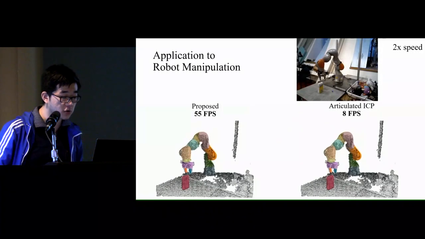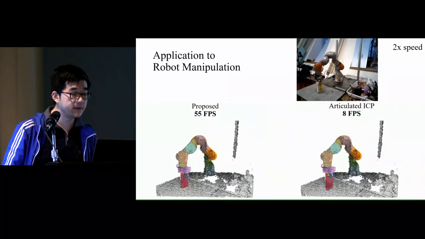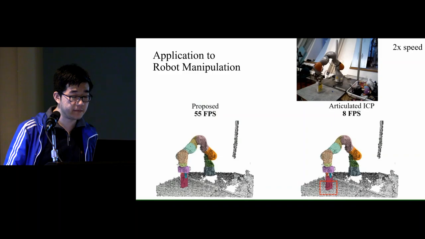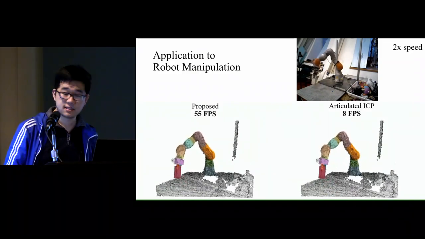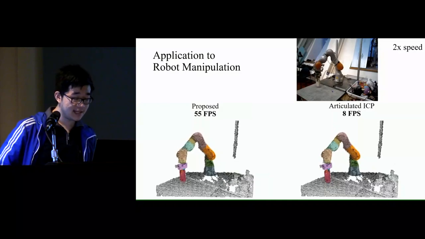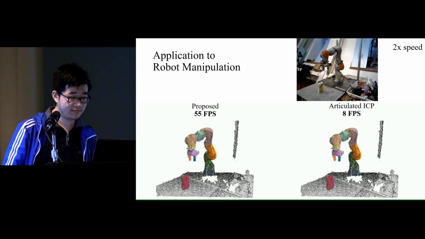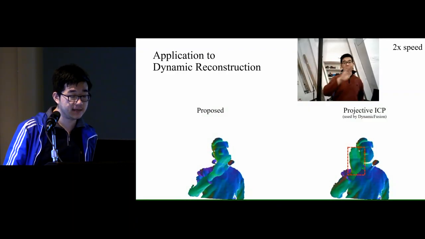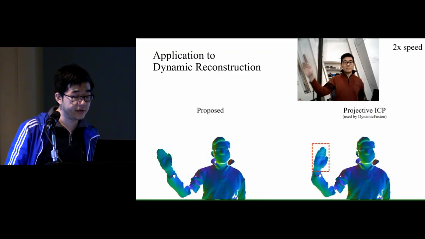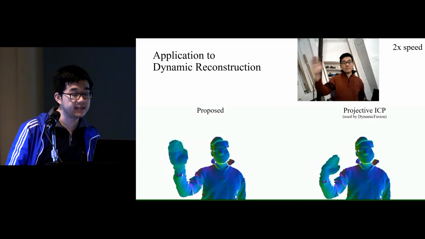We test the algorithm with the twist-based articulated model on a robot manipulation scenario. The proposed method achieved 50 frames per second, which is 7 times faster than the baseline. We also implement FilterEdge with a twist-based deformable model on GPU and use it as a non-rigid tracker of DynamicFusion. FilterEdge is more robust with respect to fast and tangential motion.